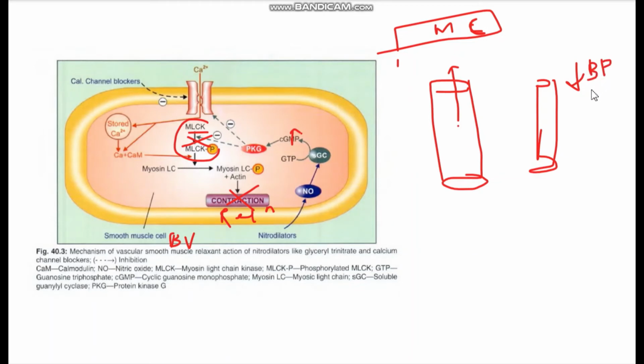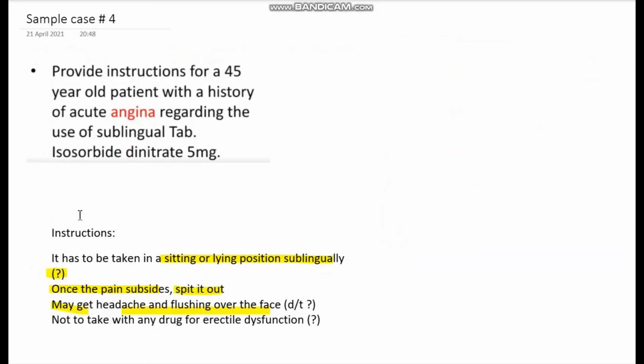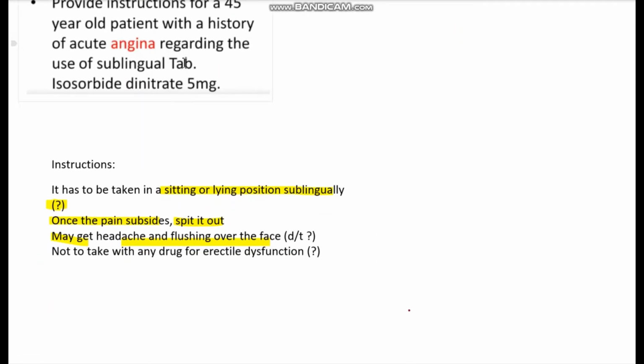It's not actually a side effect in heart failure cases, because there we actually want the blood pressure to go down so that the body is relieved of the preload, and also the afterload by decreasing the vasoconstriction. But when you take it suddenly and the BP falls suddenly, you might fall because of dizziness, and that's the important instruction the patient has to know. So let's see here, what are the instructions to be taken.